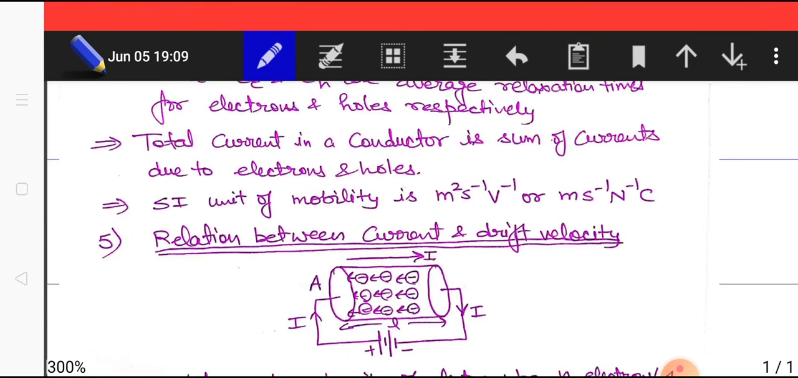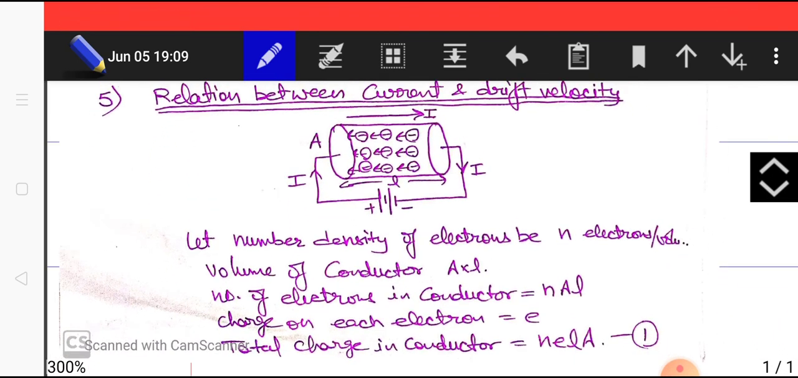Total current in a conductor is the sum of the current due to electrons as well as holes. The SI unit of mobility is meter square per second per volt, or you can write meter per second per Newton Coulomb. The next topic is the relation between current and drift velocity.